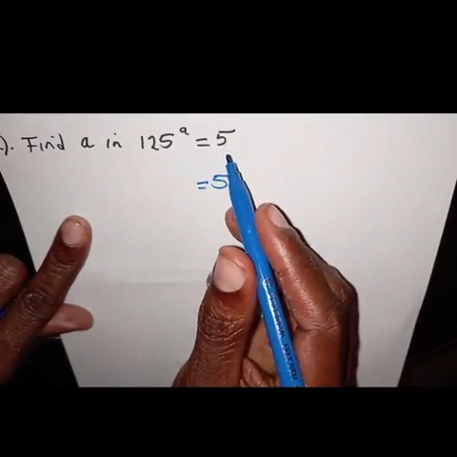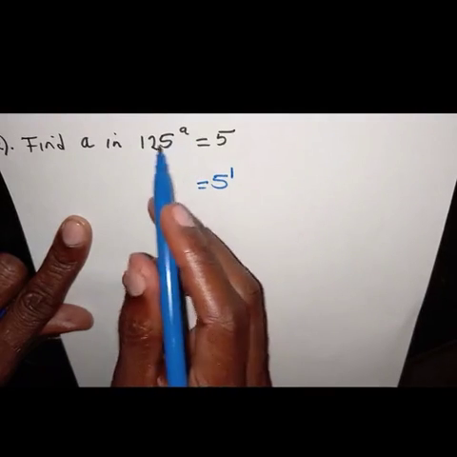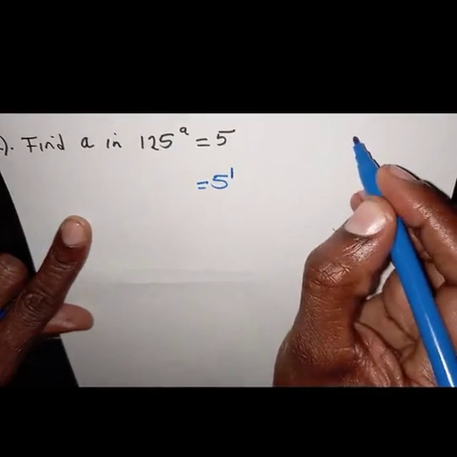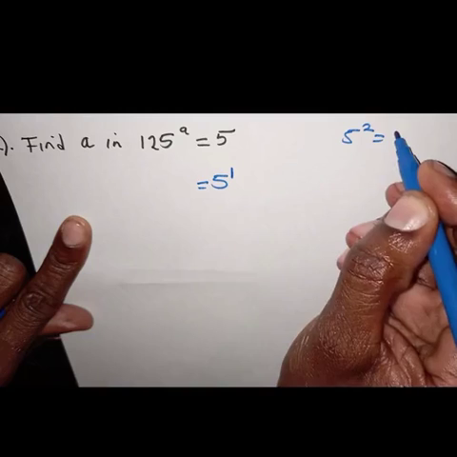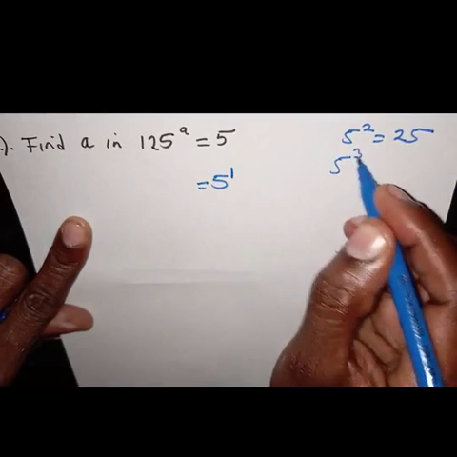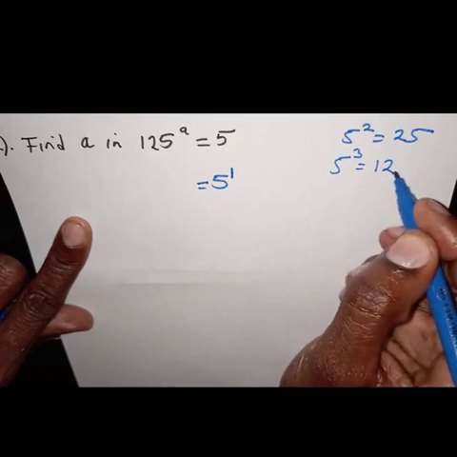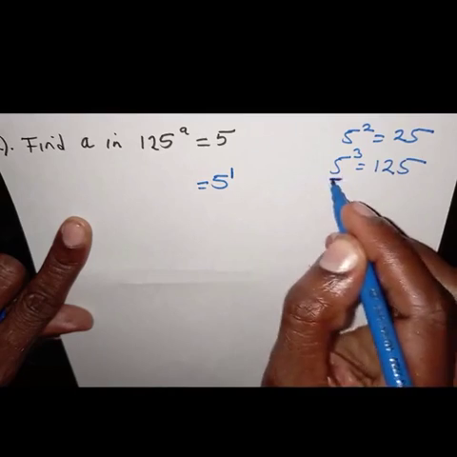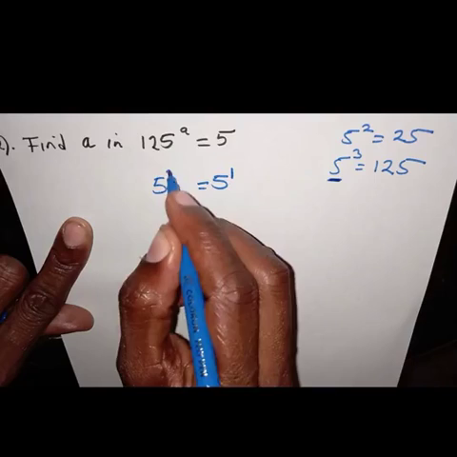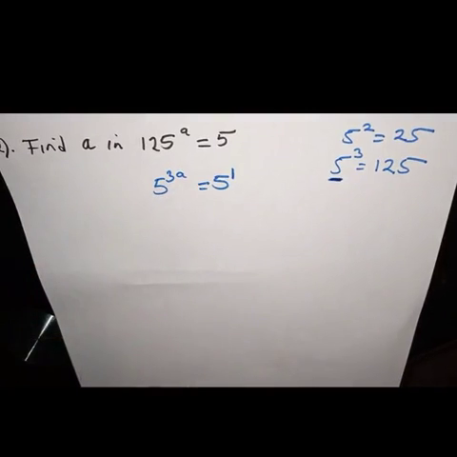We haven't changed anything. Now, what about 125 to the power a? How can we rewrite 125? Look at this. We know 5 squared is just 25, right? What about 5 to the power 3? This one to mean 5 times 5 times 5, it will give you 125. So instead you write 5 to the power 3, but there is a, so it will be 5 to the power 3a, right? So even here, we have gotten the same bases on both sides.